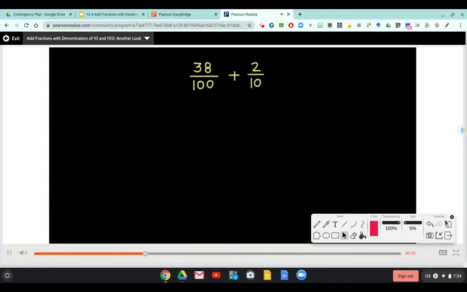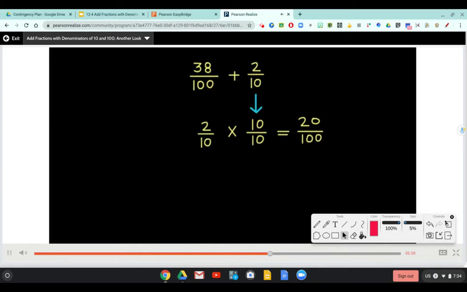When we add fractions, we have to use like denominators. In this problem, we have 100 and 10 as our denominators. We need to use equivalent fractions to find out how many of the items Steve sold. We can rename 2/10 as an equivalent fraction with a denominator of 100. We do this by multiplying the numerator and the denominator by 10. 20 hundredths is equivalent to 2/10.